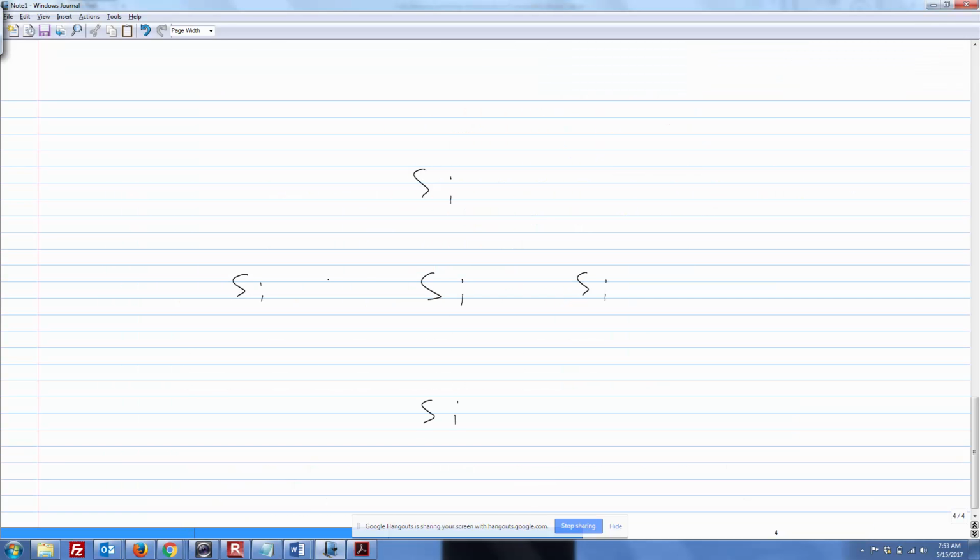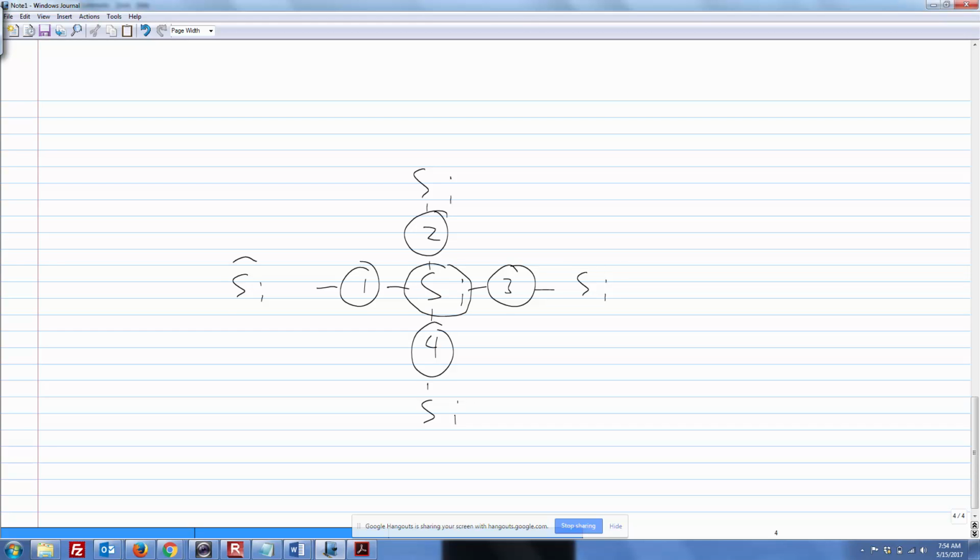So you can see it has 1, 2, 3, 4 neighbors. And that's how it binds with those 4 electrons. So you can think of one silicon in the middle, and then 4 neighbors: 1, 2, 3, 4.